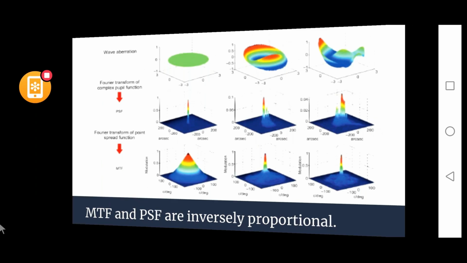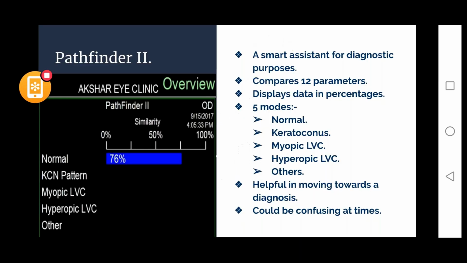Let's move further. Now there is something known as a Pathfinder. Now this Pathfinder is a very smart assistant. What this does is, as I told you, there are 12 things which are measured by the mean curvature map. So these 12 values, basically not all the 12 values, but 9 values. Which 9 values? I'll just tell you that.